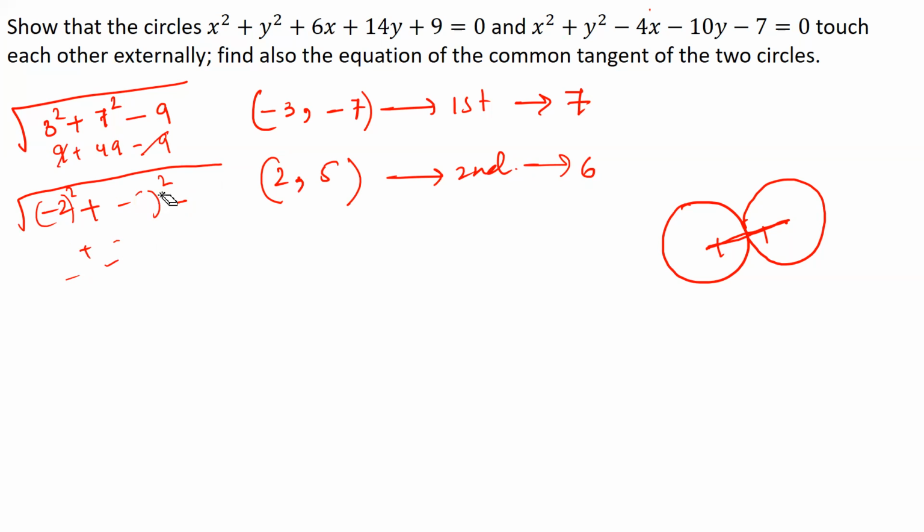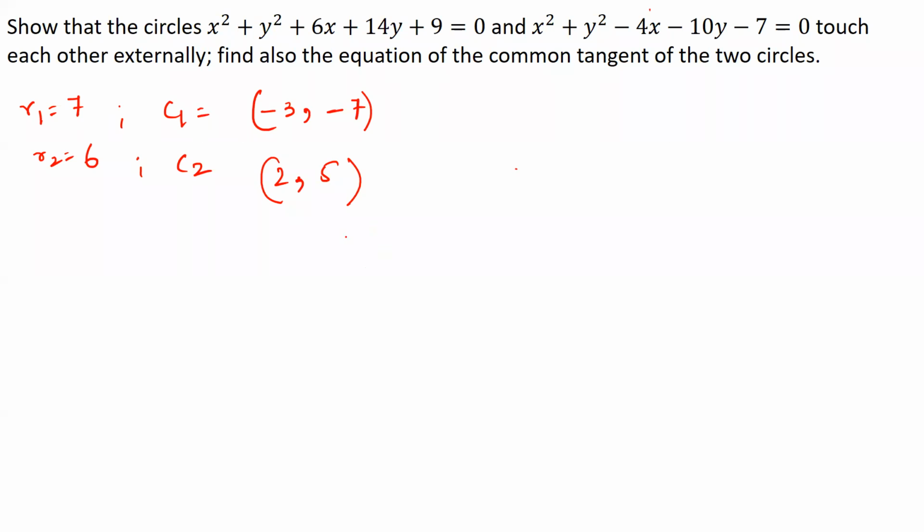All right, let me clean up all these things over here. So I have written down the basics. The radius r1 of the first circle is 7 and r2 is 6. The center of the first circle is minus 3, minus 7, and the center of the second circle is 2 comma 5.